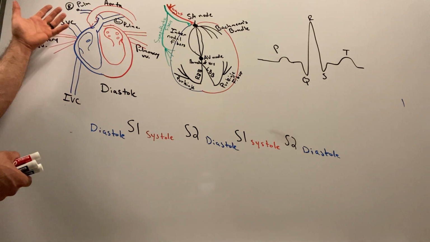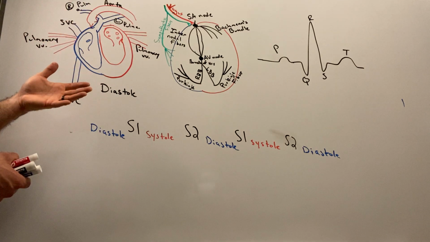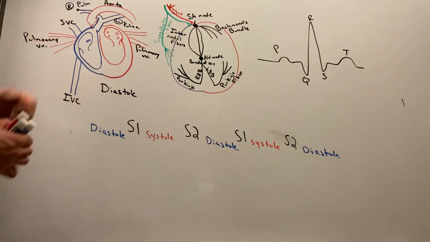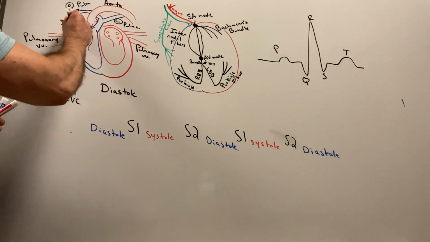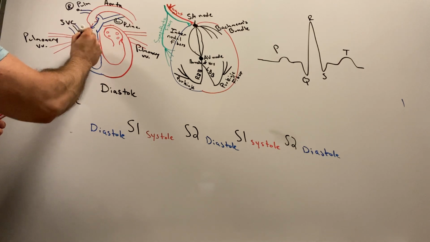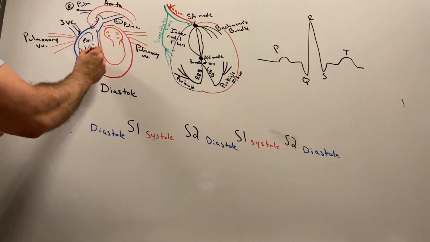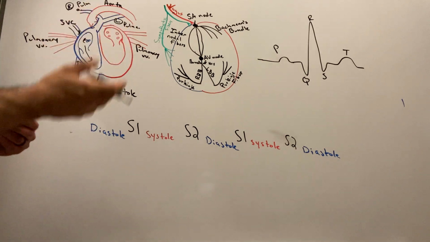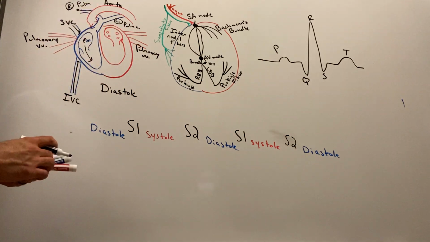So blood's flowing into the atria and then into the ventricles, okay? So on the right side of the heart, blood's flowing through the SVC, IVC, coronary sinus, into the right atrium, and it's flowing into the right ventricle, and glug, glug, glug, it's filling up from the inferior aspect upward, okay?